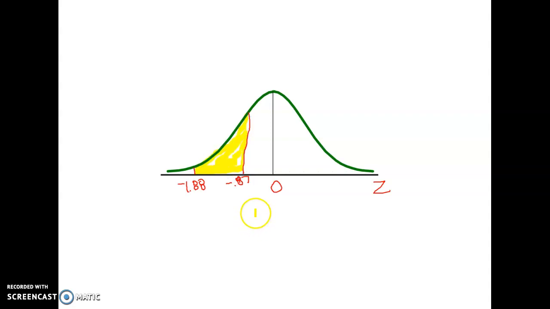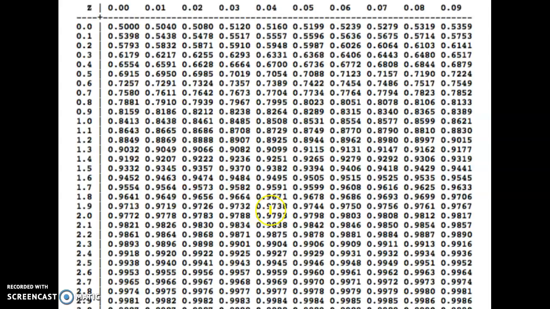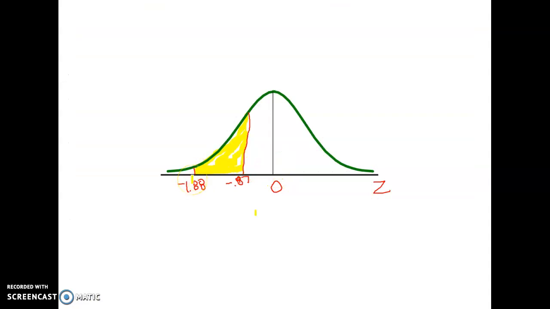To do this, we go to our table, and we first find negative 1.88. Now, negative or positive, you're going to get the same probabilities. So we just go down here and find 1.8, and then scroll across to the hundredth place, which is going to be 0.08, 1.88, which is right there. So we get 0.9699.